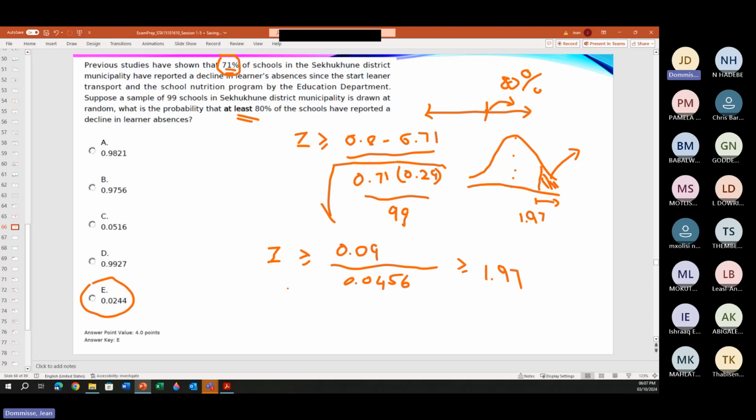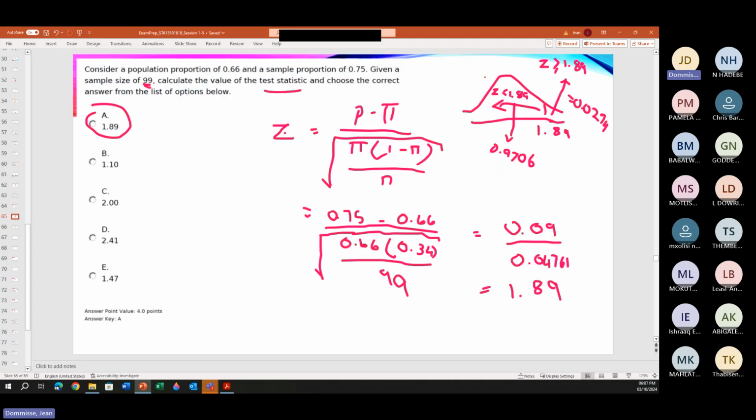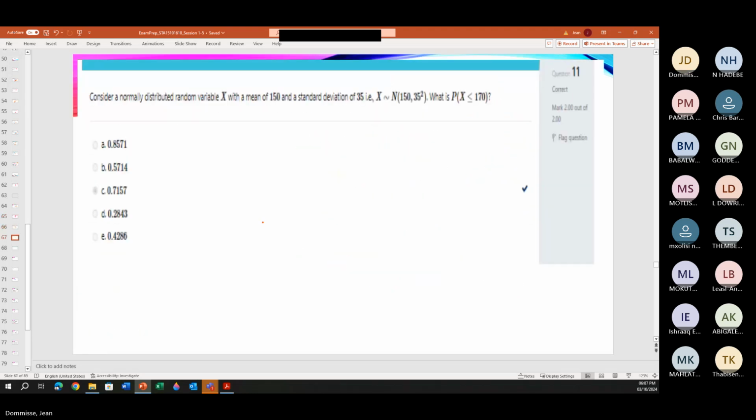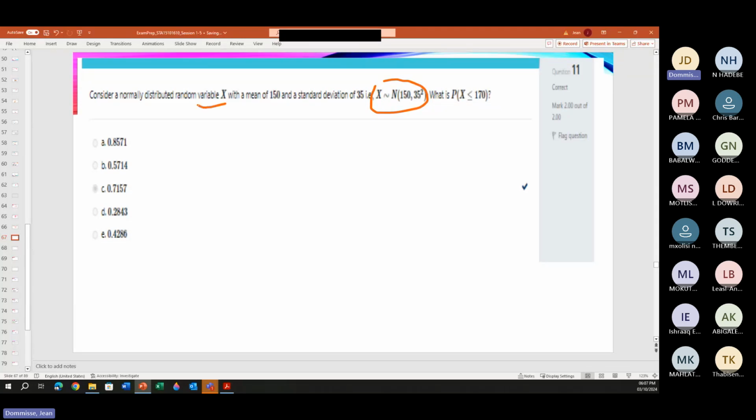Okay, so let's look at another one. So this one, you could see what we did was basically the same, I just went a step further. So here is again what I mentioned last time, where they give us that. So at least in this one, they also mentioned what the others are. So consider normal distribution random X with a mean of 150 and a standard deviation of 35.